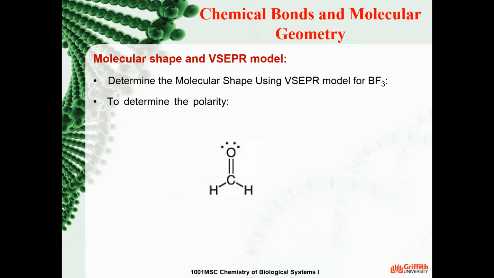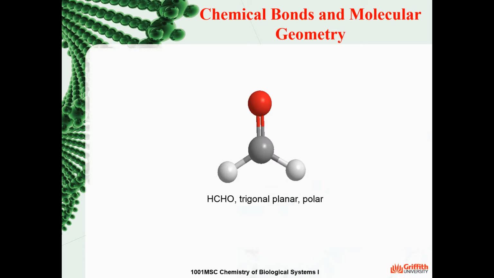In terms of polarity, we have the oxygen pulling electrons towards it. The hydrogen is not applying any force to the carbon, so the molecule is polar. From the illustration you can see that formaldehyde has the shape of a triangle, and it is flat, so all atoms are on the same plane.